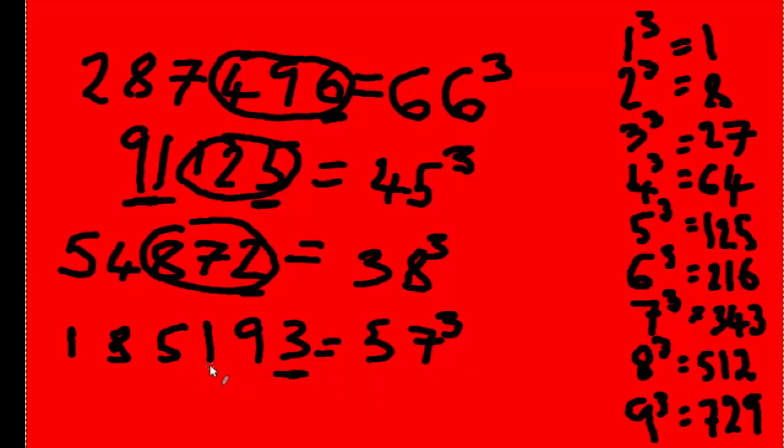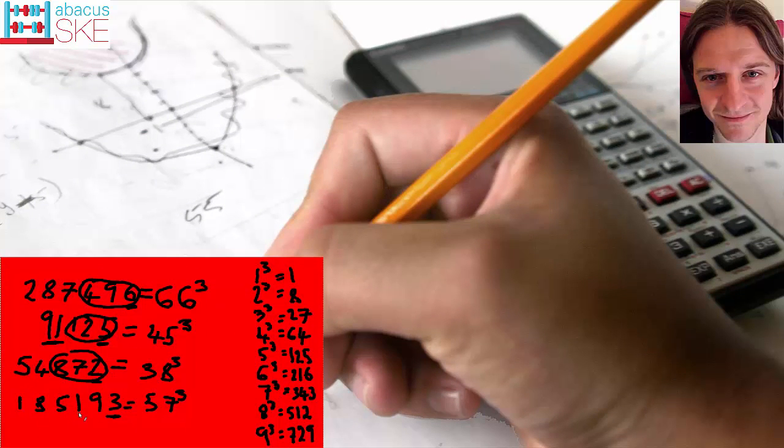57 cubed is 185,193. Now, do practice this trick first with the cube numbers written down next to it so you can see how it's working, and then try the trick without that memory aid. It really is possible for anyone to do once they know their 9 cube numbers. I hope you found it quite fun.